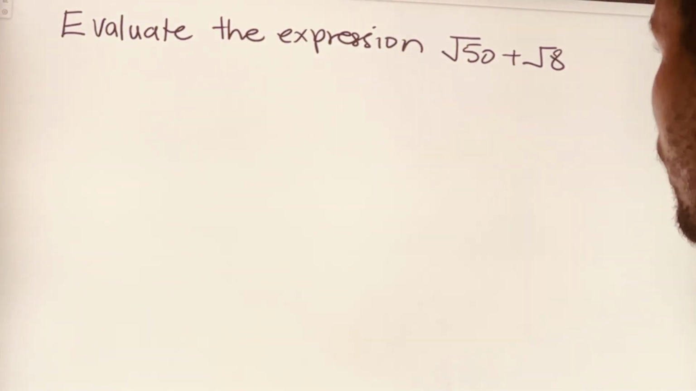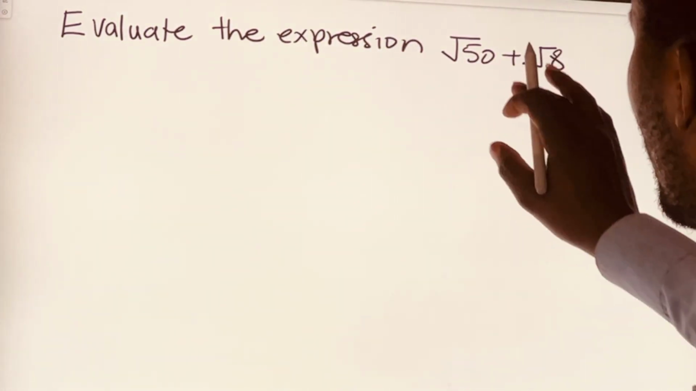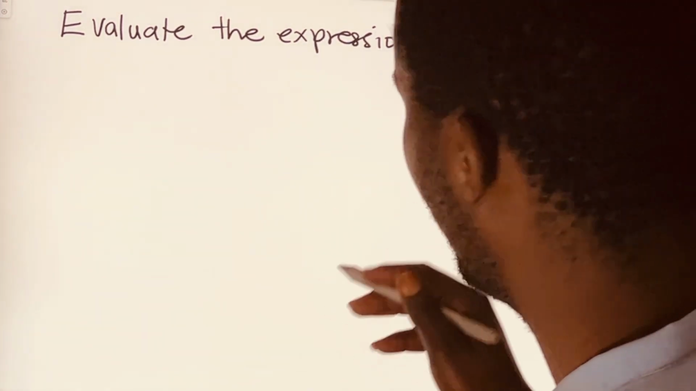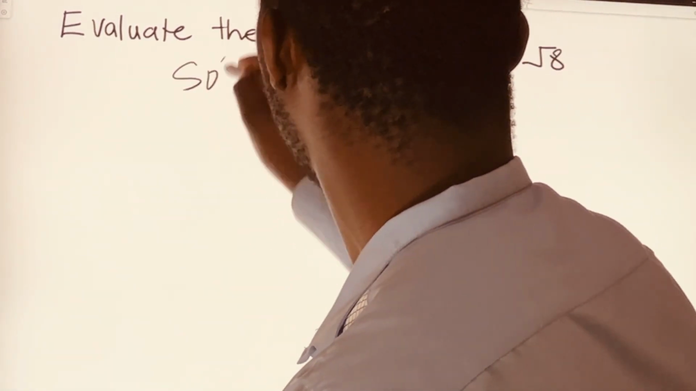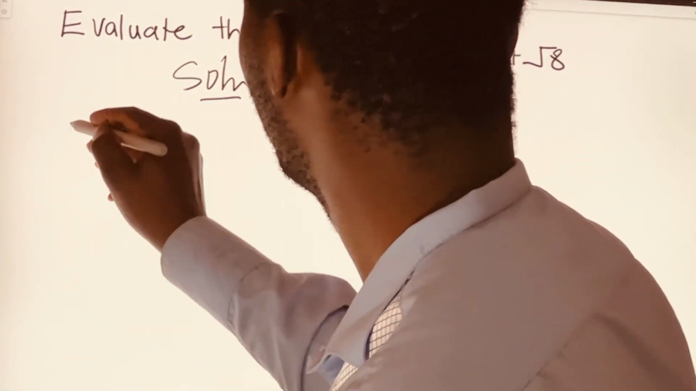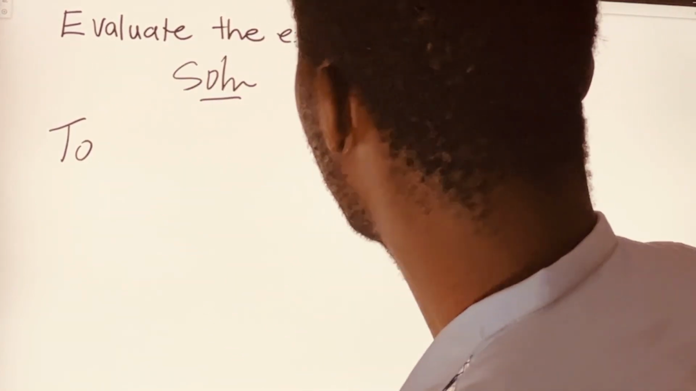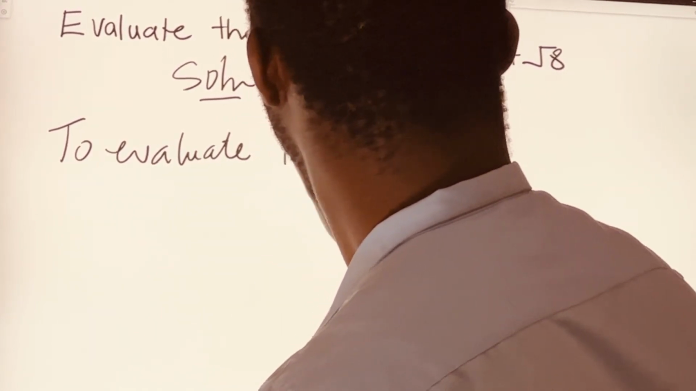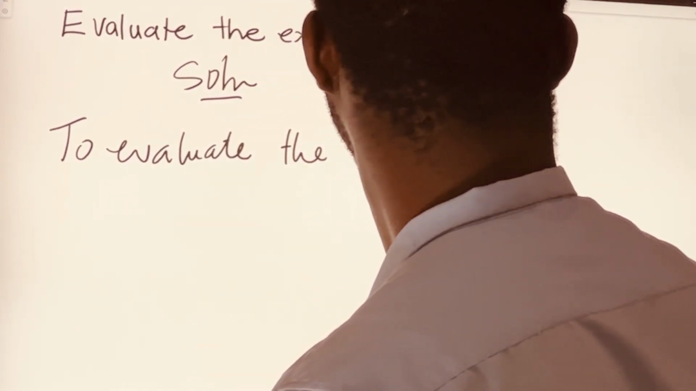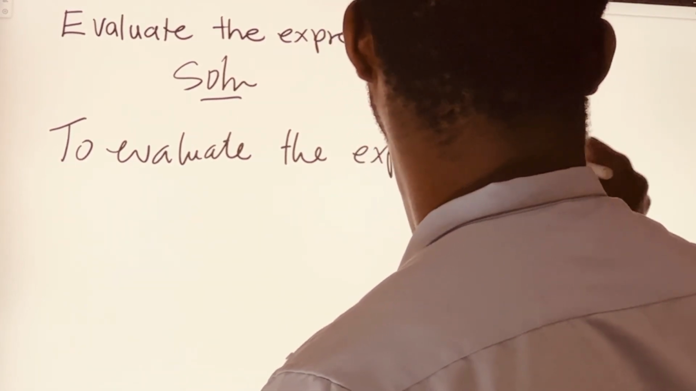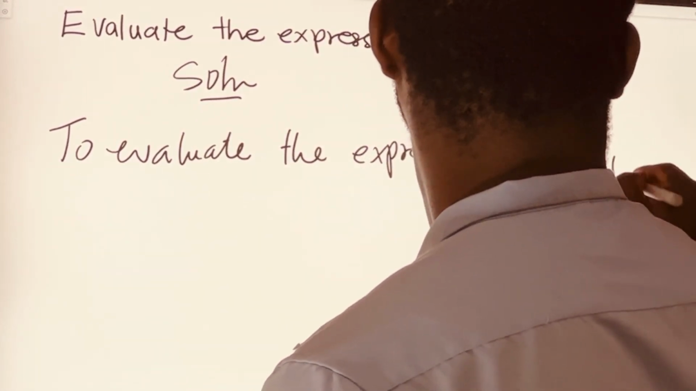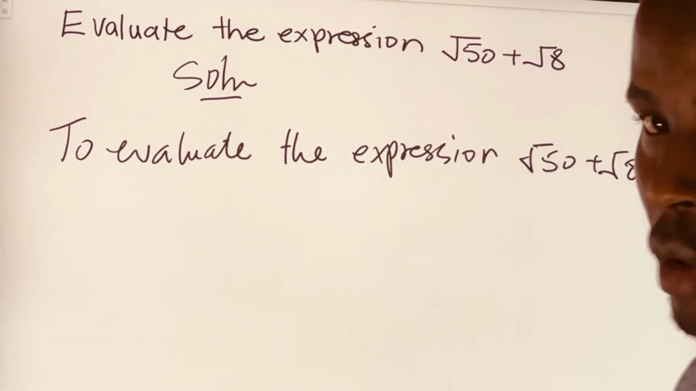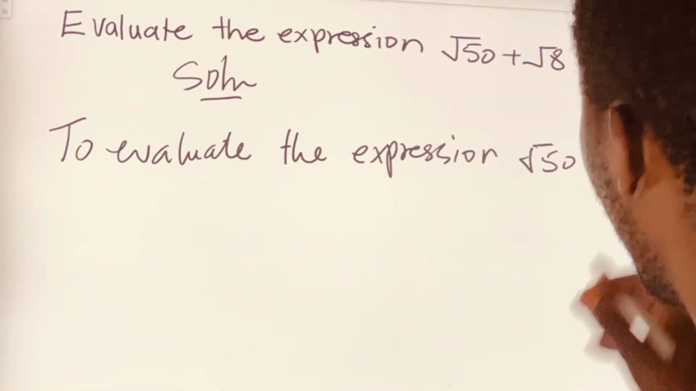So in today's video, we want to evaluate the expression the square root of 50 plus the square root of 8. So to evaluate the expression, we're going to say first solution. Now we say to evaluate the expression, the square root of 50 plus the square root of 8. What we do, we can first simplify the square root of each, and then after we add the results.